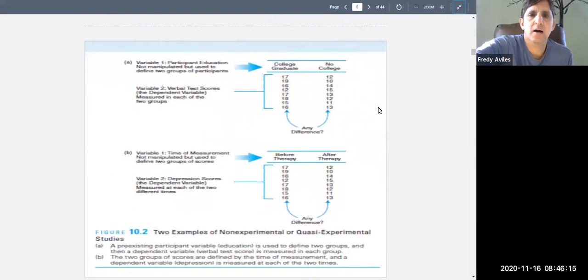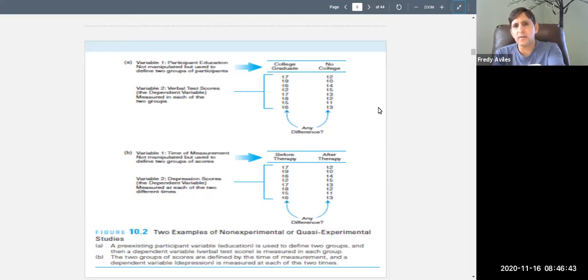Here's an example of something else, okay? Of something that is not a true experiment. Something might be non-experimental or a quasi-experimental design. So the first example there, college graduates and those that got no college, right? You can compare these different groups. You can compare the verbal test scores of those that are college graduates. So they get some verbal tests, right?